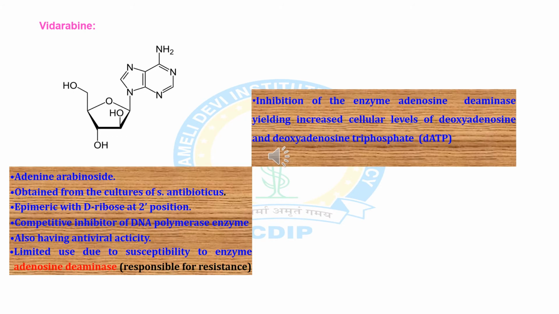Next drug is Vidarabine. This is the structure of Vidarabine. Chemically it is adenine arabinoside, obtained from the culture of Streptomyces antibioticus, epimeric with D-ribose at the second position, a competitive inhibitor of DNA polymerase enzyme, also having antibacterial activity. It has limited use due to susceptibility to the enzyme adenosine deaminase, which is responsible for resistance. Inhibition of the enzyme adenosine deaminase yields increased cellular levels of deoxyadenosine and deoxyadenosine triphosphate. So it is all about Vidarabine.